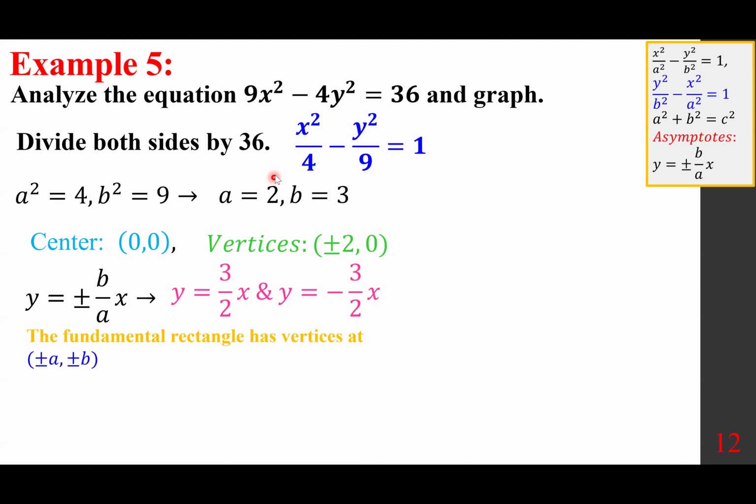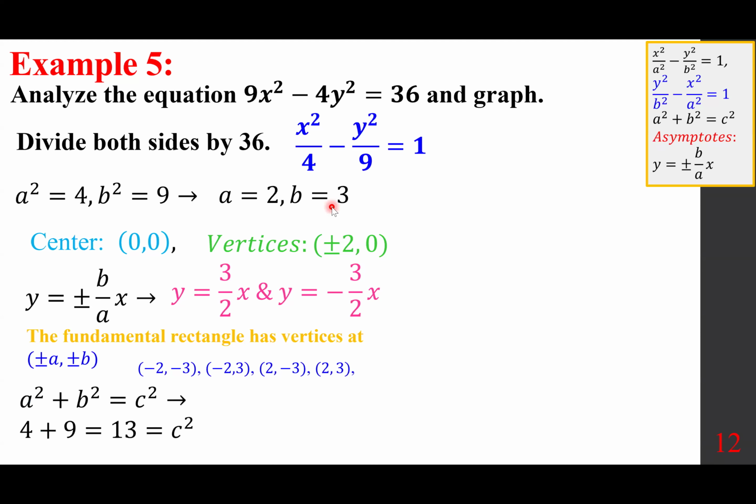The fundamental rectangle: we are going to write a and b. So 2, 3, negative 2, 3, and 2, negative 3, negative 2, negative 3. There are 4 pairs. We can find the value of c using a squared plus b squared equals c squared. So c squared is 13.